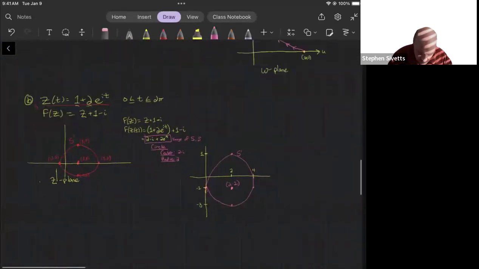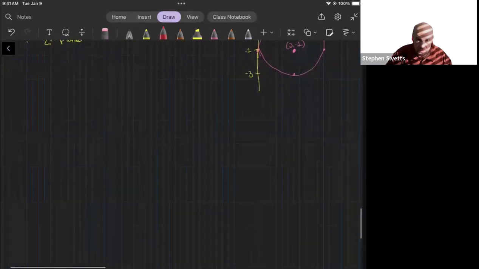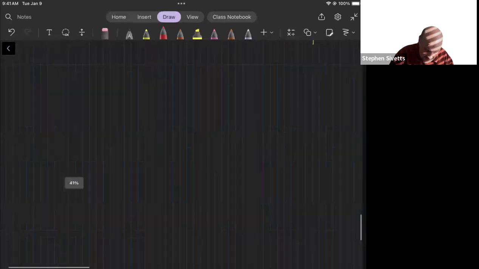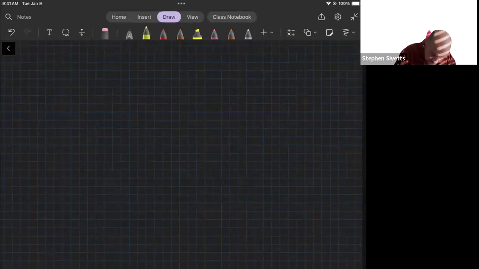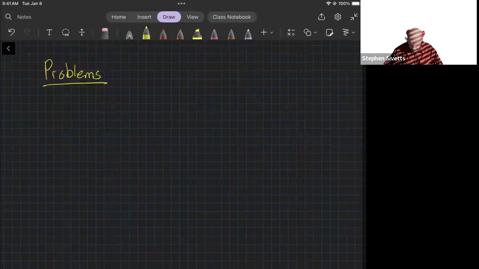So this example will take an image of a circle and map it to another circle. Hopefully those examples and definitions made sense. I want you to work on these problems for comprehension. Let me write out the page numbers. This is page 60.